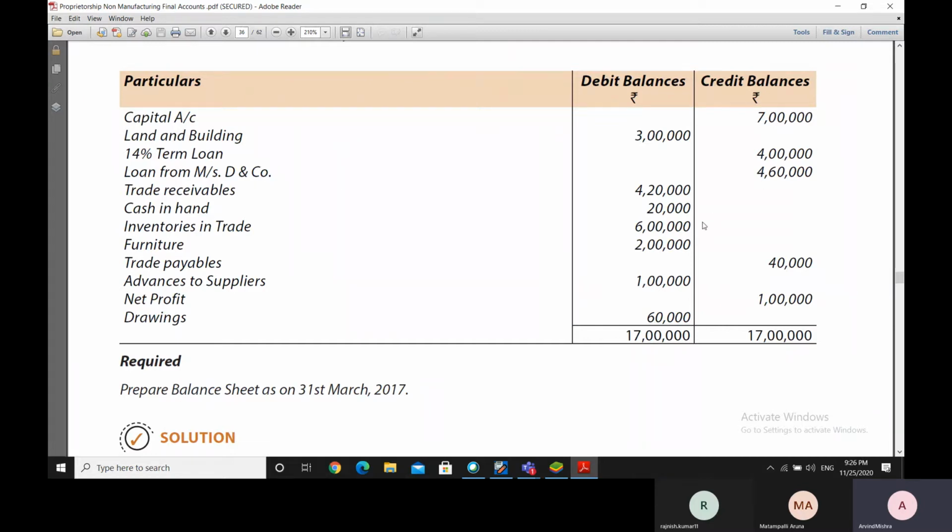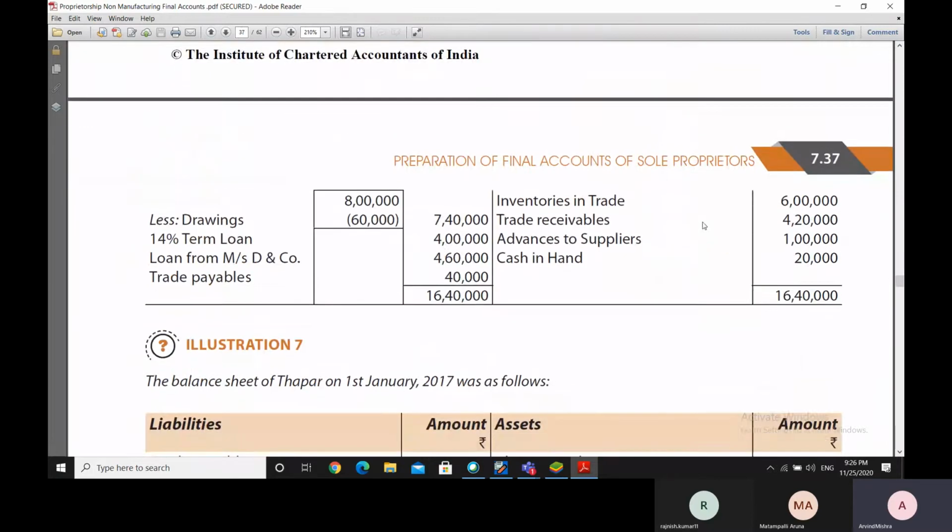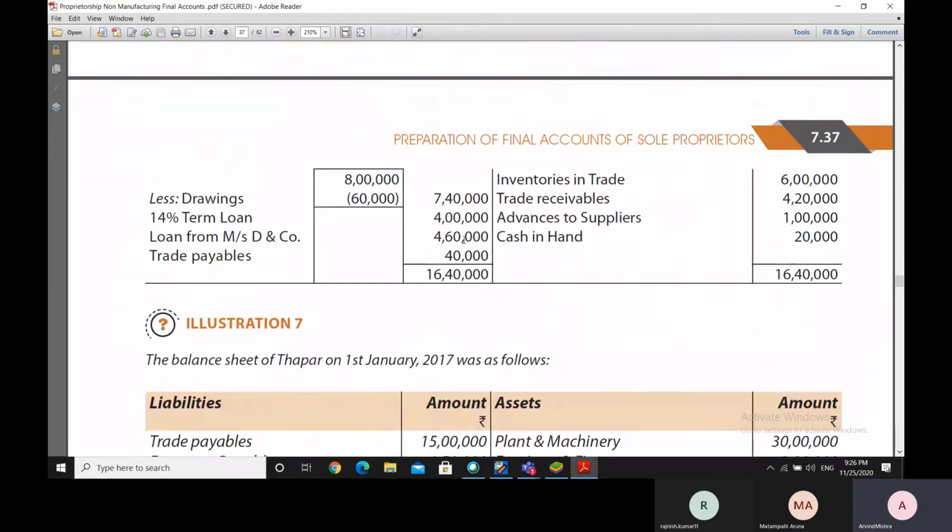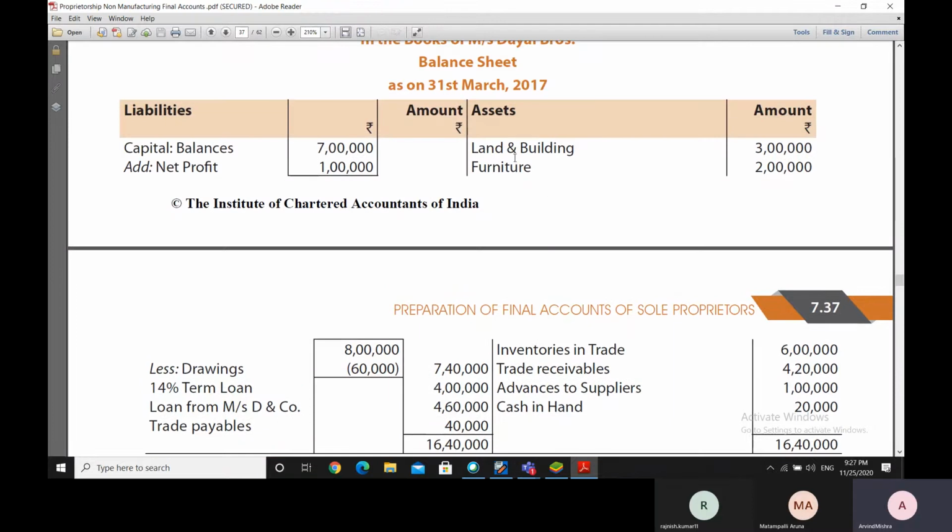Then there is a loan from Messrs. D and Company, 4,60,000 rupees. So this company has also given a loan, which is also entered here as a liability. Trade payables are to the extent of 40,000 rupees, and they are entered here. And on the asset side, we have the fixed assets, first of all, land and building, furniture, and trade inventories.